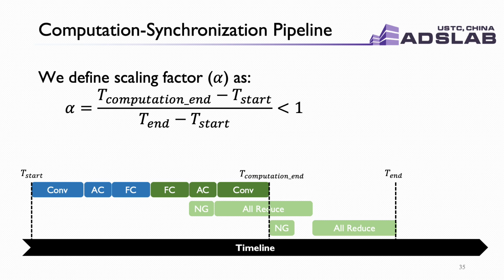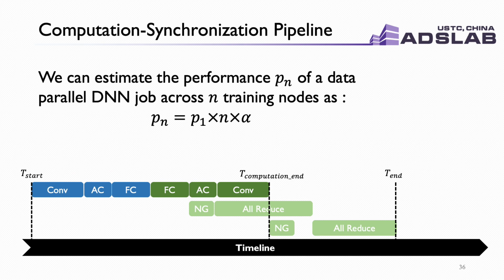To predict performance, we define scaling factor alpha as the ratio of computation time and total time in a single iteration. Alpha is always smaller than 1 in distributed training, and the closer to 1 means the better scalability the DNN system has. With the scaling factor, we could easily predict the scaling performance from single machine performance using the following formula.